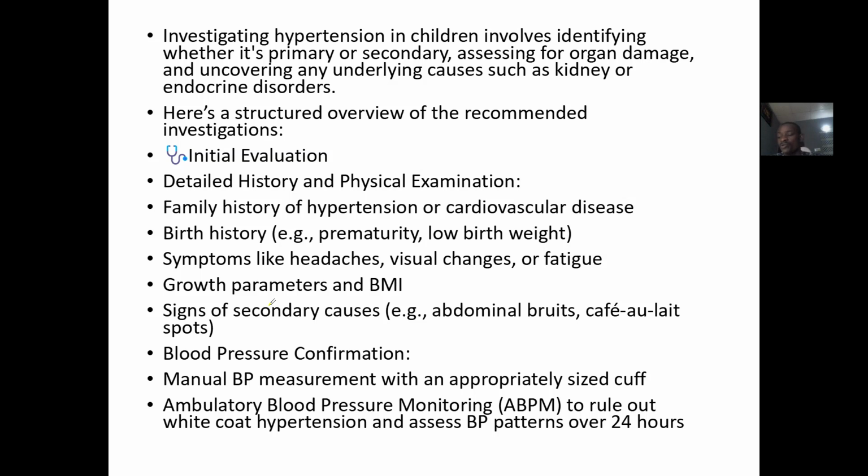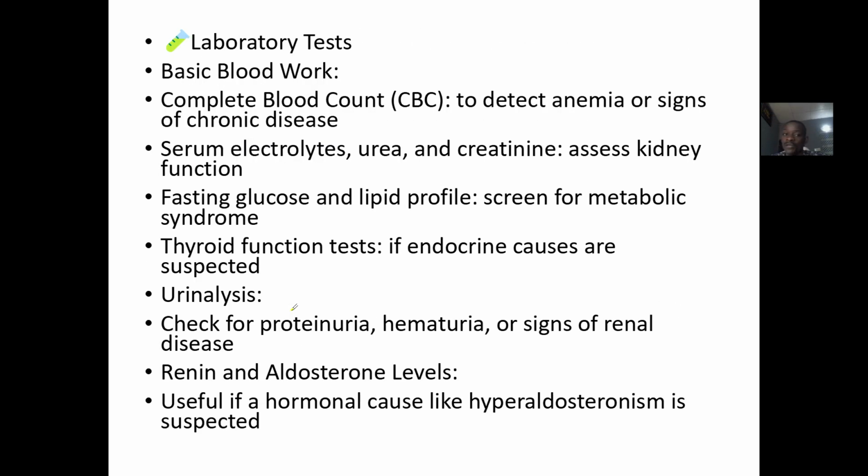You talk about the growth parameters and the body mass index. That's to try to rule out obesity, right? Then you also ask if the person has any other disease condition. That's to rule out secondary hypertension. Then you confirm the blood pressure, where you measure it with a sphygmomanometer, okay? Then laboratory tests, you do complete blood counts.